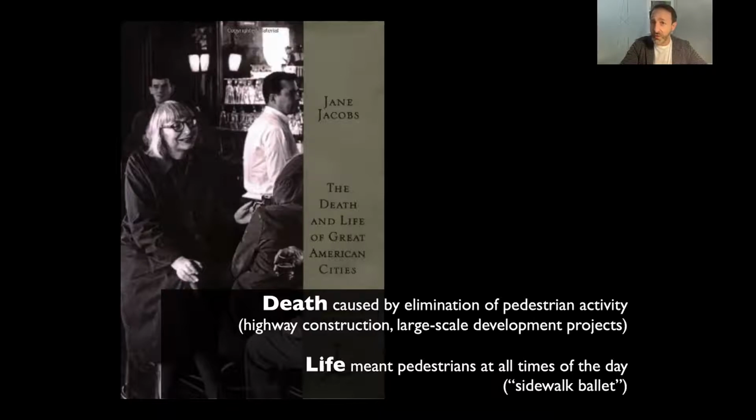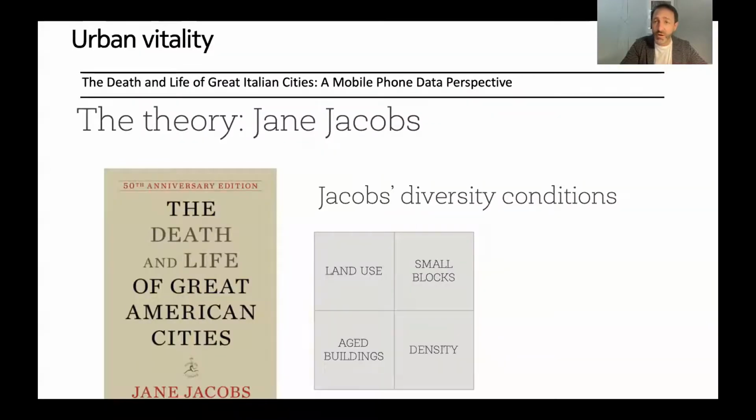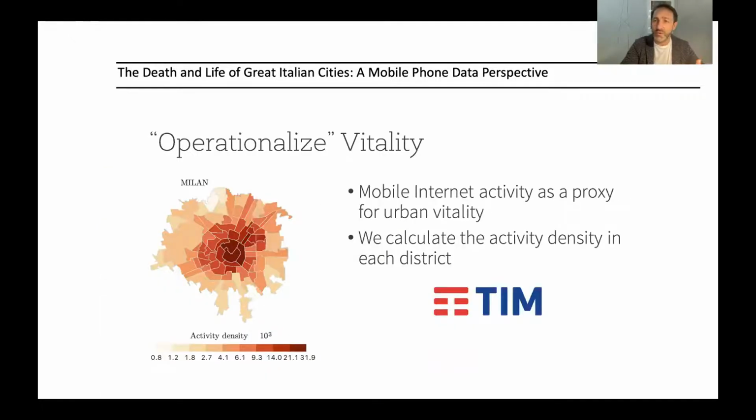And if we had to summarize and trivialize her 300-plus-page book, we would say that the four elements that create activity are mixed land use. You have a residential space, you have an office, you have clubs, all in the same district. That creates vitality all the time. Small blocks: I can see the other person on the other side of the street. Aged buildings, new buildings coexisting with old buildings. And then you have also a critical mass of people.